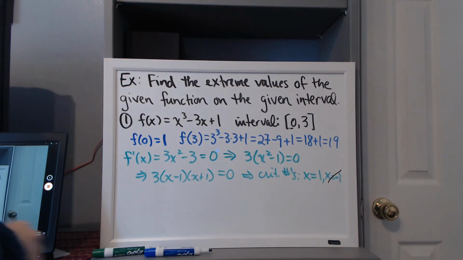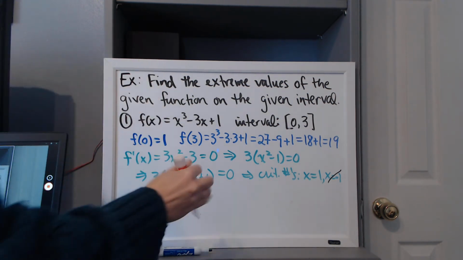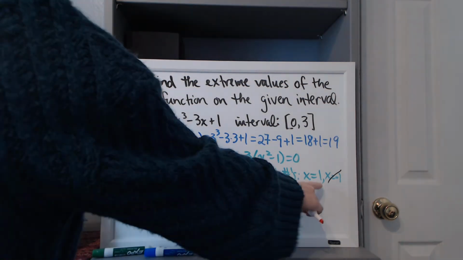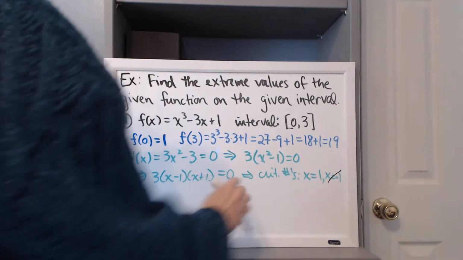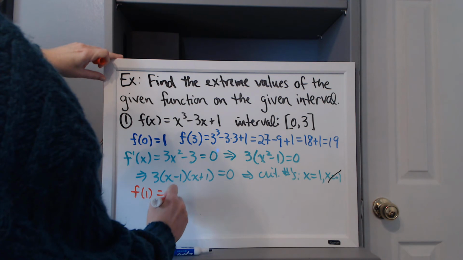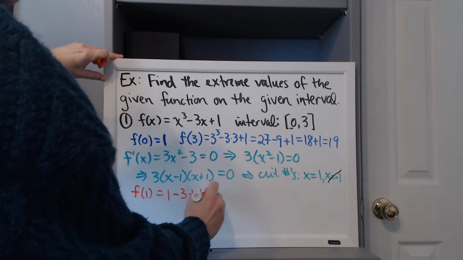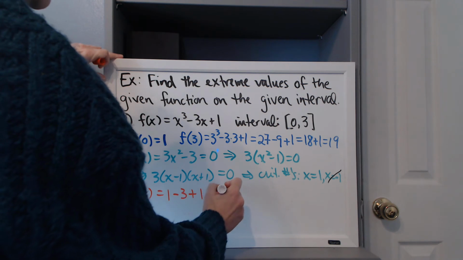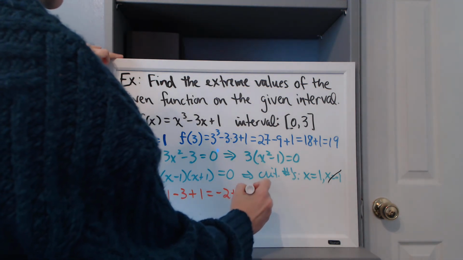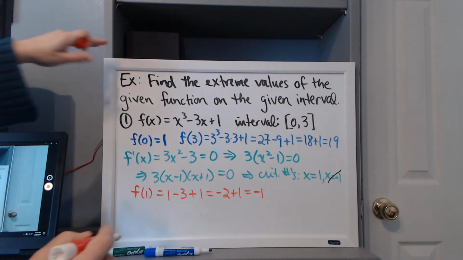All right, so now our last thing we have to do is evaluate the function at our critical number, but only the one that's in our interval. So that's going to be f of 1. So that will be 1 cubed minus 3 times 1 plus 1. So this is going to give us a total of negative 2 plus 1, which is negative 1.